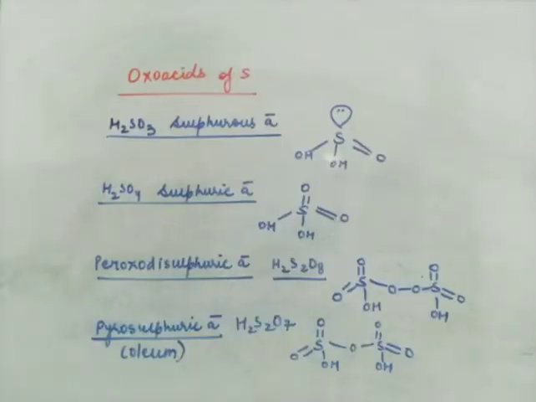The next is oxoacids of sulfur. Now what are oxoacids? What is the difference between when I say acid and oxoacid? Acids are those substances which give H+ ions in aqueous solution. Oxoacids are also the same. They also give H+ ions. But in oxoacids, the H+ ions are attached to an oxygen atom. The hydrogen will be attached to oxygen. So the ionizable hydrogen is attached to oxygen. They are known as oxoacids.